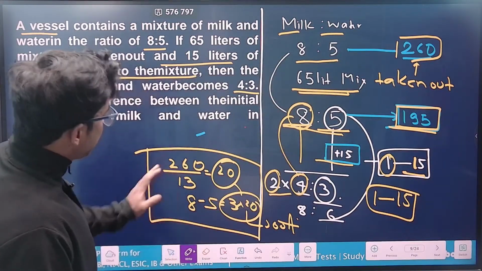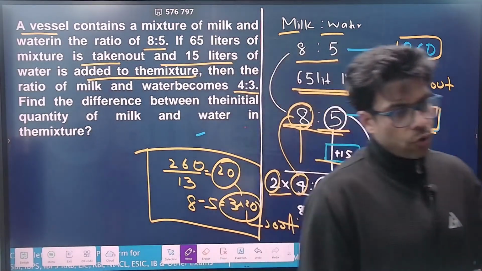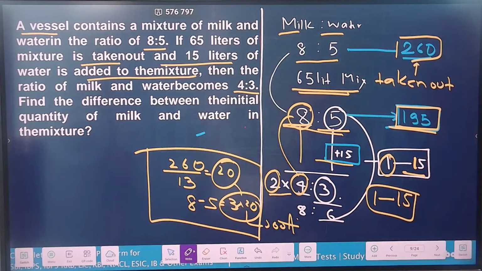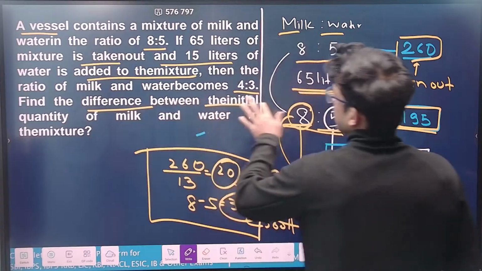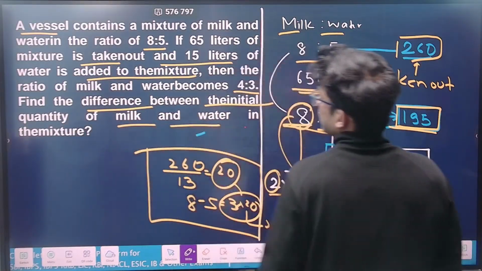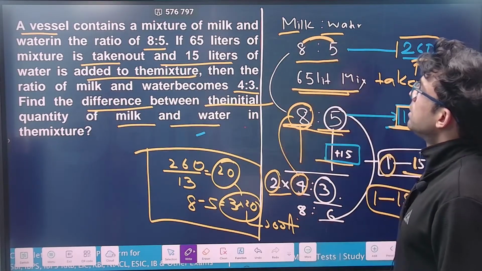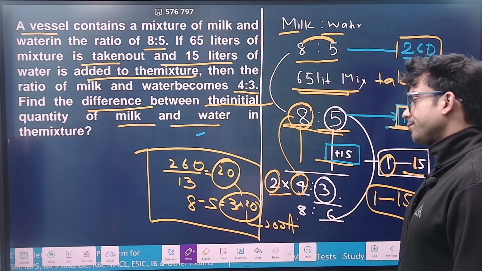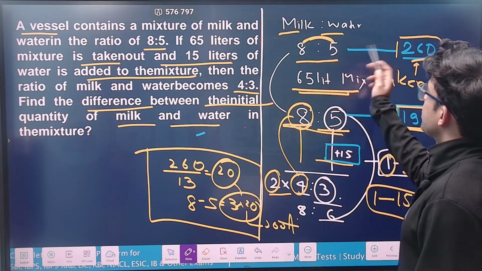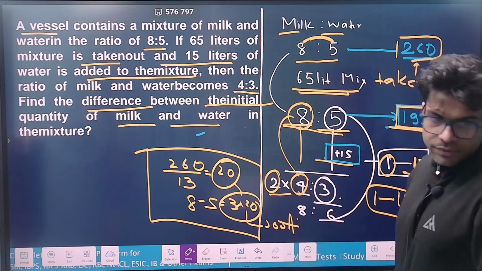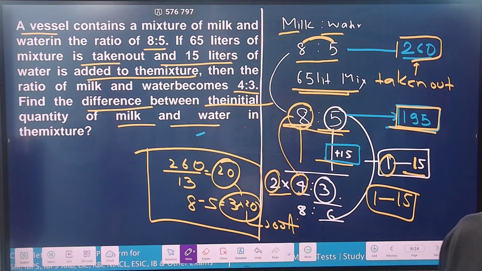Now you can find any value that you want, whether the final water quantity or the milk quantity, whatever they are asking, you can figure it out. Find the difference between the initial quantity of the milk and the water in the mixture. The initial difference is 8 minus 5, which is 3. And the quantity of each mixture part was 20, so 20 into 3. I hope you got this problem.